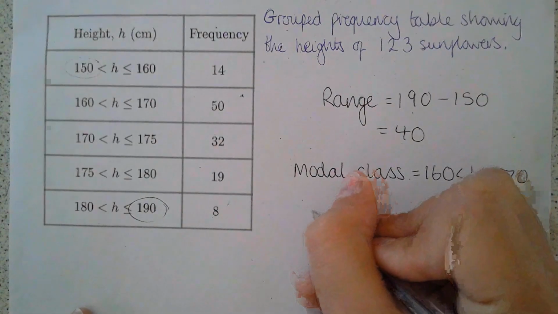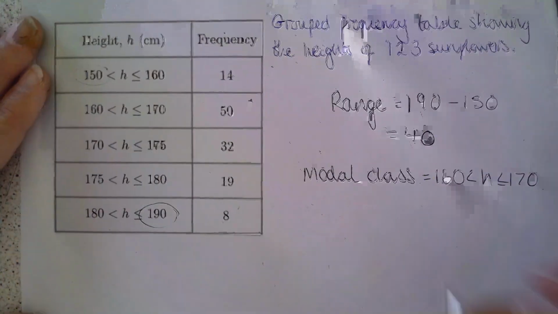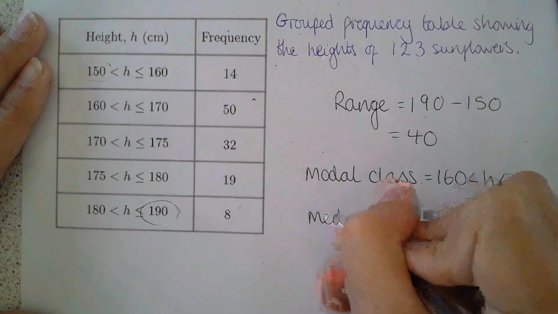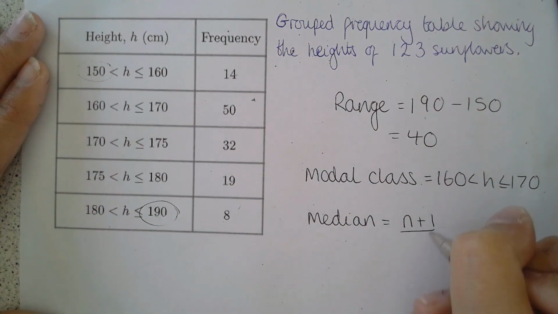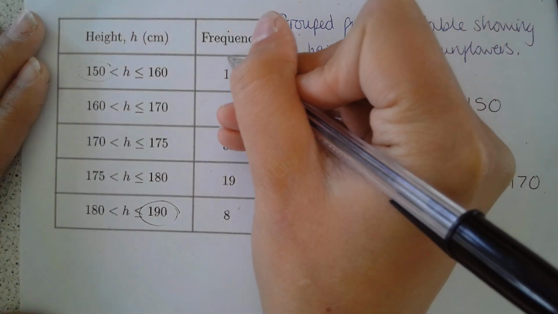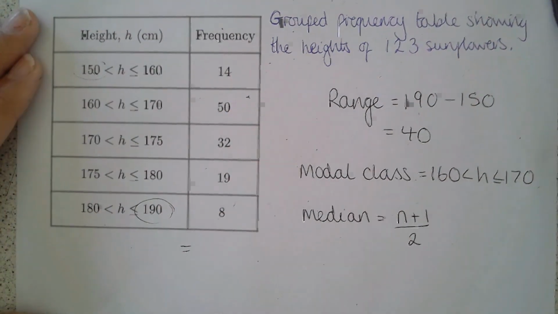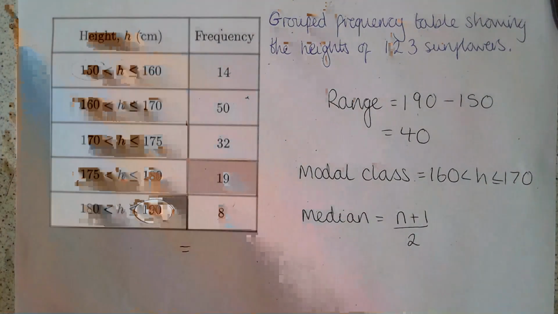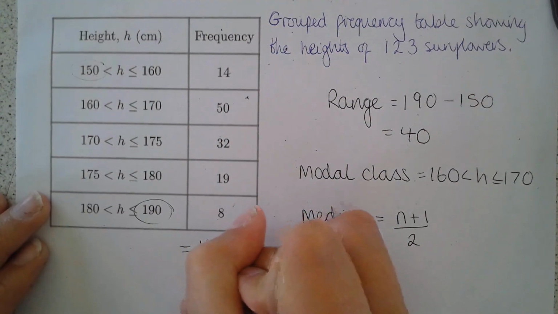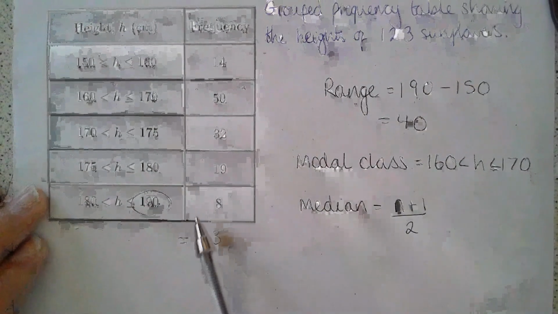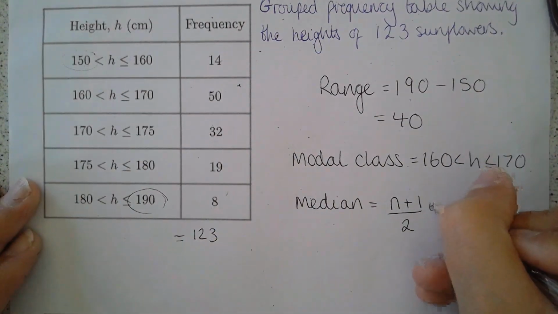I've got another copy of the same table, so we'll do the mean down here and the median up here. To find the position of the median, we use n plus 1 divided by 2, where n is my total frequency. So if you grab your calculator and add all of our frequencies up, we need to do 14, add 50, add 32, add 19, add 8. We get 123. And it was also given in the question. So that's the number.